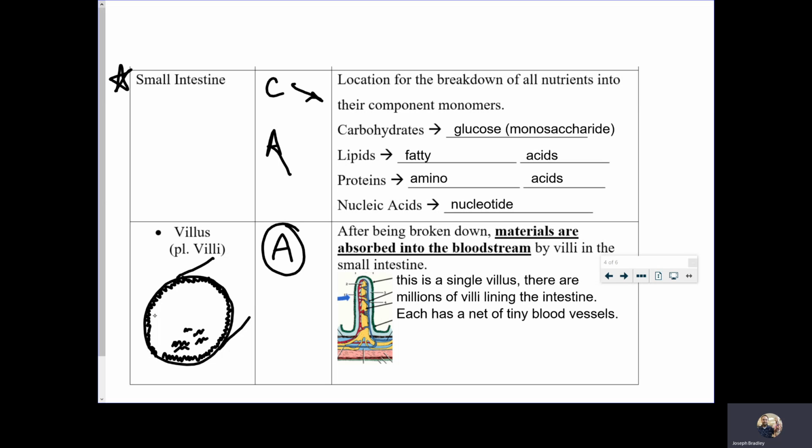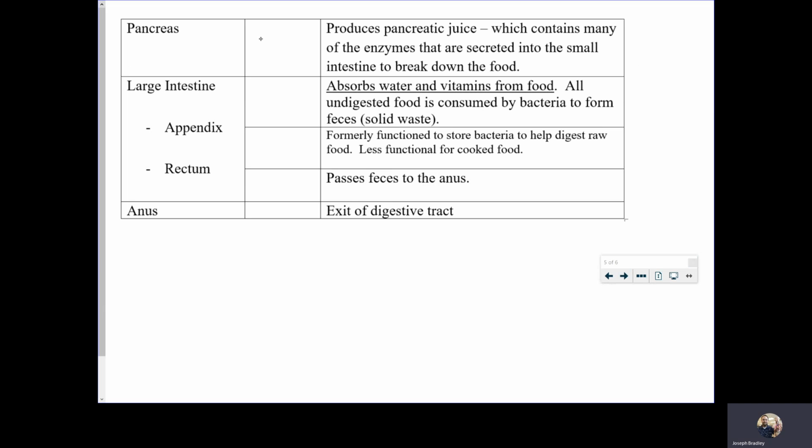So all the way around is going to be lined with these, and each of these little villi has tiny blood vessels. The nutrients that are in here are going to end up being drawn into the blood vessels, and that blood vessel is then going to transport it to the cells. The pancreas produces pancreatic juice, so it's doing chemical digestion. Many of the enzymes that are secreted in the small intestine are going to be used to break down food.